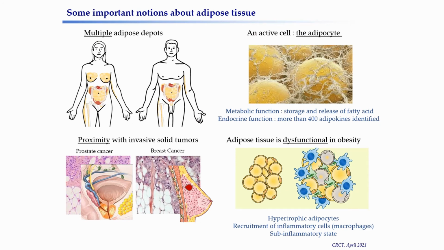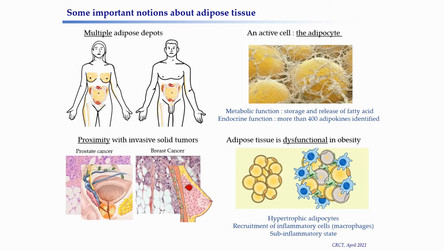Before I show you the results of my team, some important notions about adipose tissue. In the body, you have multiple adipose depots. The best known are the subcutaneous and visceral adipose depots. You also have sex-specific adipose depots: mammary adipose tissue in women and periprostatic adipose tissue in men. And you have a very specific adipose tissue, which is bone marrow adipose tissue.